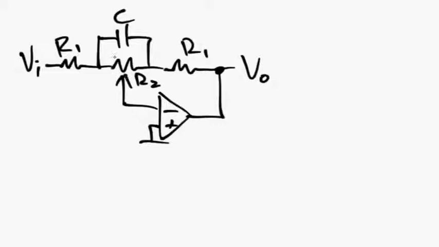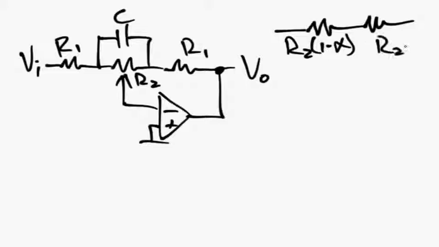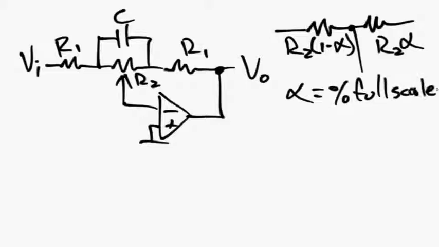Now to represent the potentiometer, we're going to rewrite the potentiometer as two resistors called R2 times 1 minus alpha and R2 alpha. So this three-terminal device is a representation of the potentiometer where alpha is the percentage of the full scale of the potentiometer.